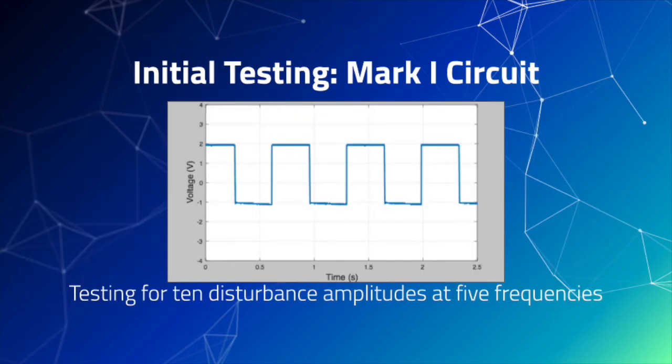When power is supplied to the Mark I, its two LEDs blink on and off successively. We measured the voltage across one of these LEDs as a function of time for 10 different levels of disturbance amplitude at 5 different frequencies, as well as taking measurements in the absence of a disturbance.